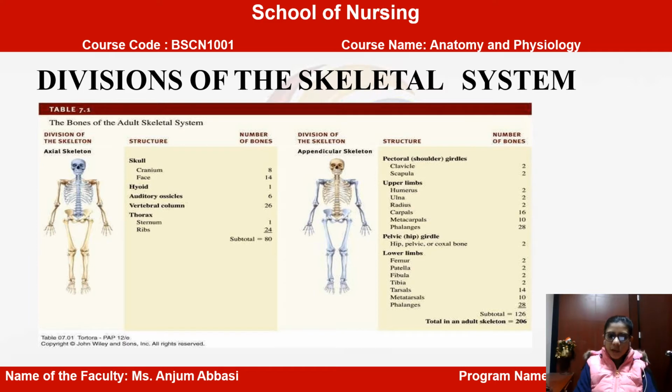Next come to the pelvic girdle. The hip, pelvic or coxal bone is 2, in a pair, one on each side. Then two femur, two patella, two fibula, two tibia, and then tarsals, 7 on each side, so it will be 14. Then metatarsals, 5 on each side, so 10, and phalanges, 14 on each side, so 28. So the total count of the appendicular skeleton bones is 126.